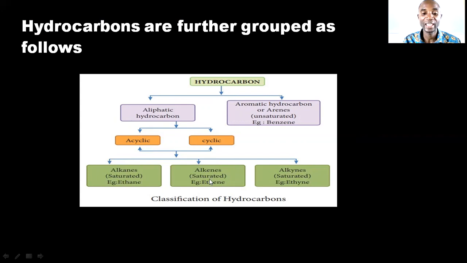So this chart, this one is supposed to be unsaturated. These are unsaturated hydrocarbons. Alkenes and alkynes are unsaturated, but alkanes are saturated hydrocarbons. So the major classification is aliphatic and aromatic hydrocarbons.